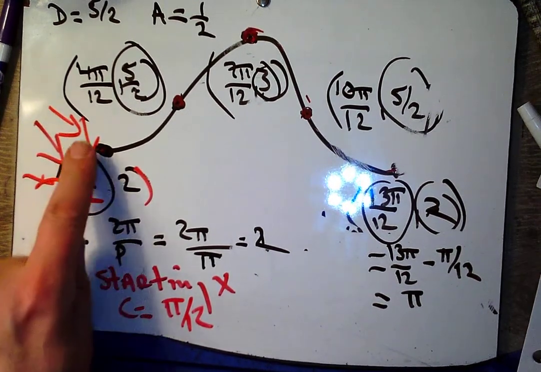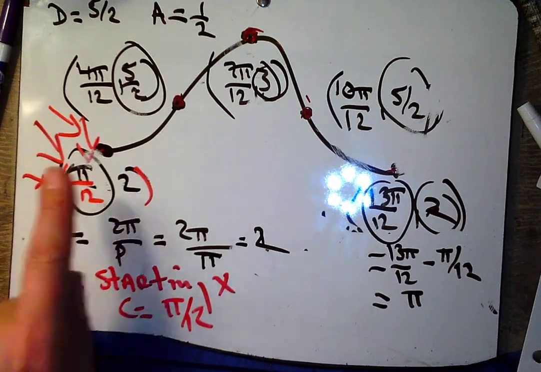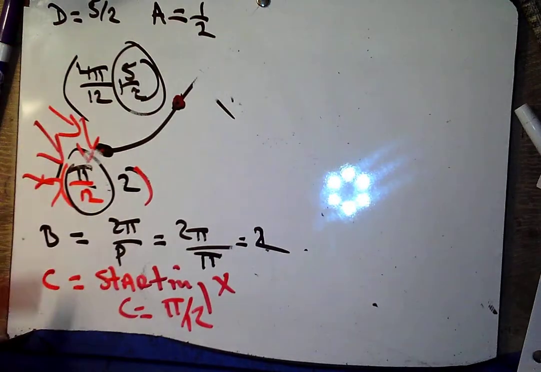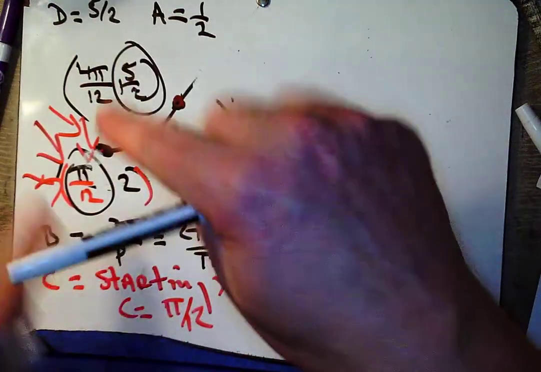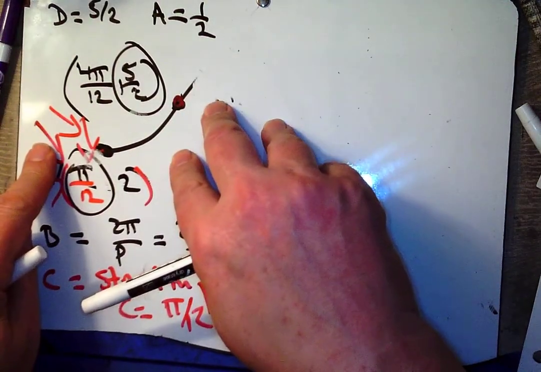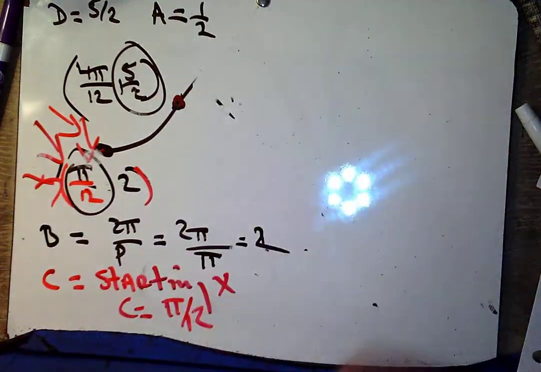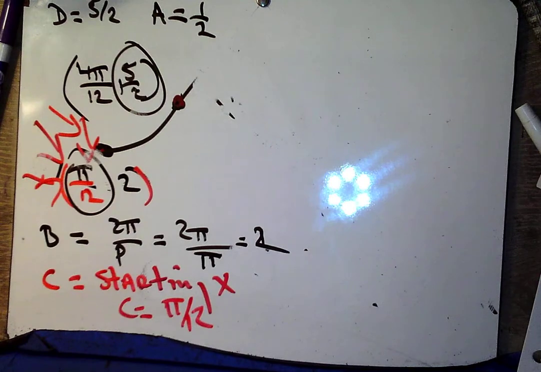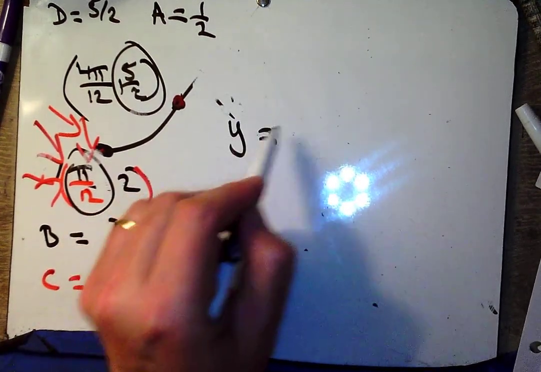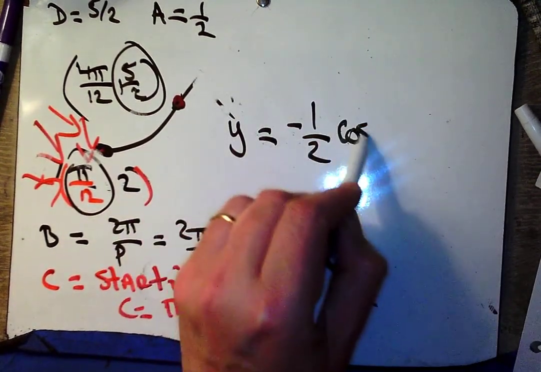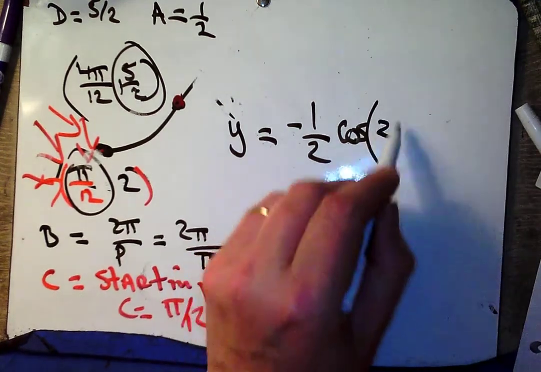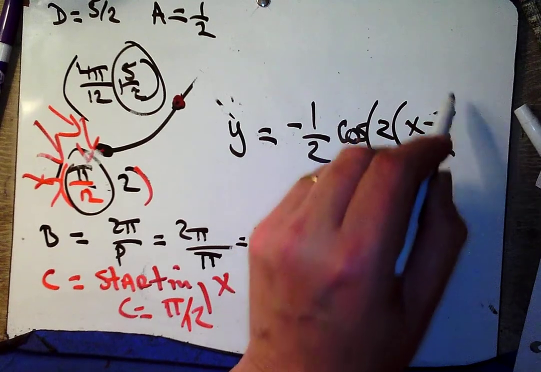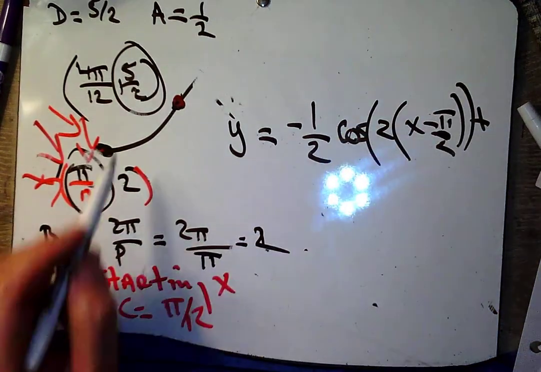Remember, this is starting low, so we want negative cosine. I've seen a lot of people who got all these values right, who knew it was a negative cosine at the start, but by the time they finished finding A, B, C, and D, they had forgotten about that minus. So we would like to see y equals negative 1/2 cosine 2 parentheses x minus pi over 12 plus 5 halves.